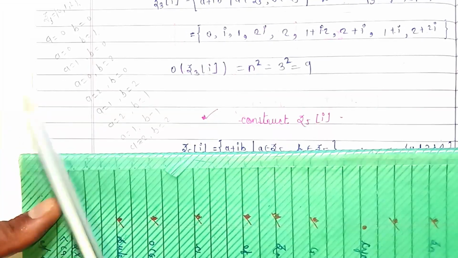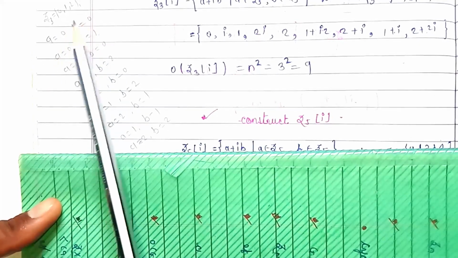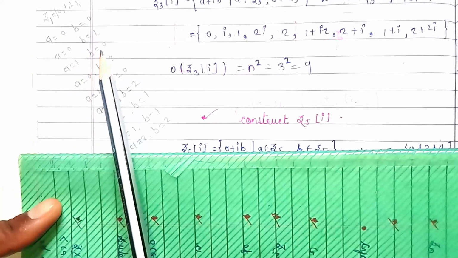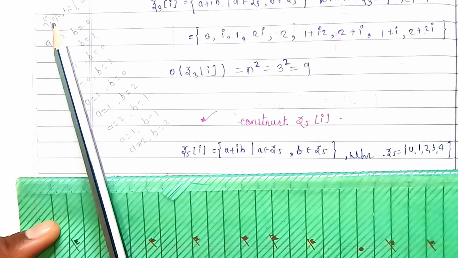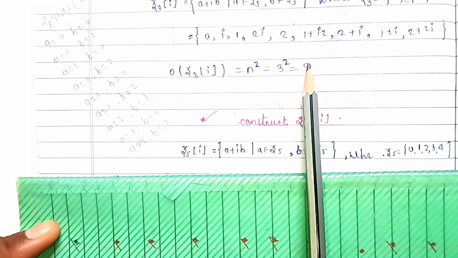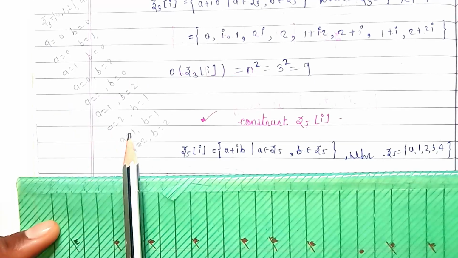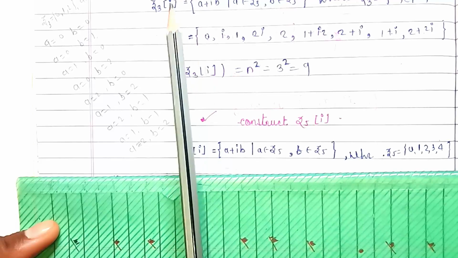So for A, if I consider A0, B0, we have only two, A and B. We have to take the possibilities from Z3. So A0, B0, A0, B1, A1, B0. Now find out all these possibilities here. Make sure that for Z3I, that means 3 square, we want a total of 9 elements. 9 elements means a total of 9 possibilities we want here. Now put all these possibilities into our A plus BI, and we'll get the Z3I.